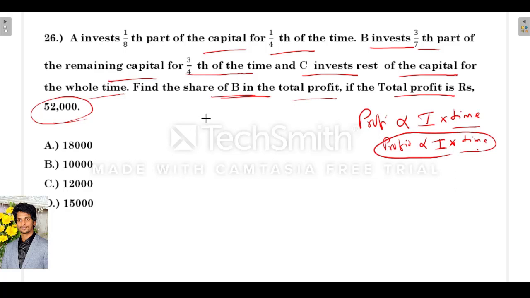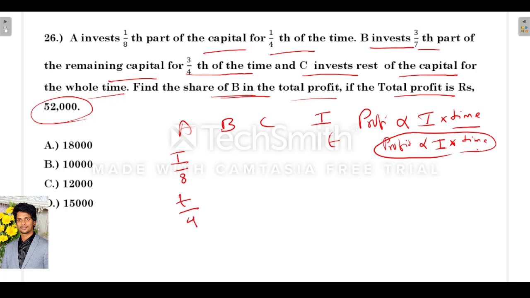So here, A, B, C, right? Let us assume the investment is I. He is telling A has invested I by 8, that is 1/8 part of the capital, for 1/4 of the time. Let us take total time as T, which means he has invested for T by 4 time.